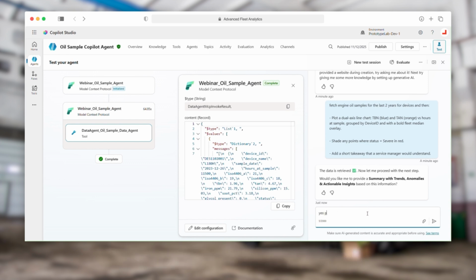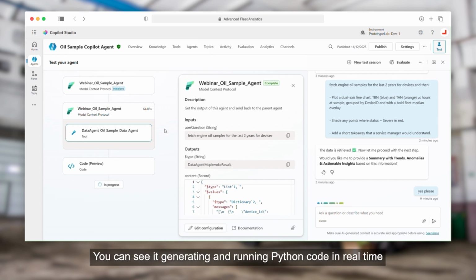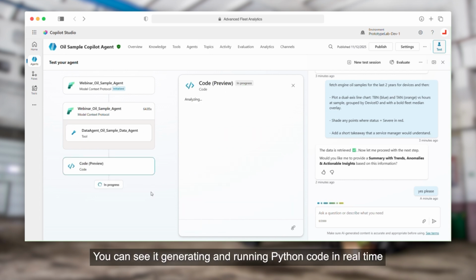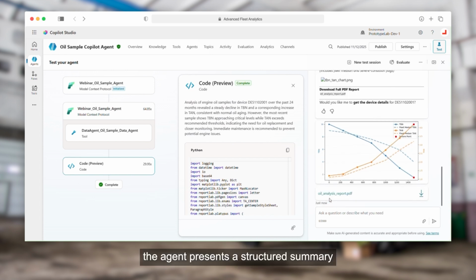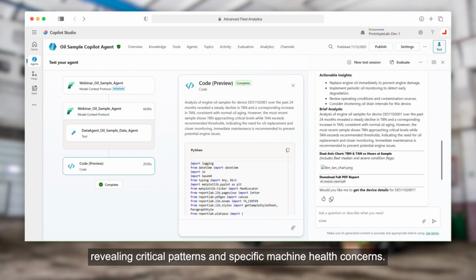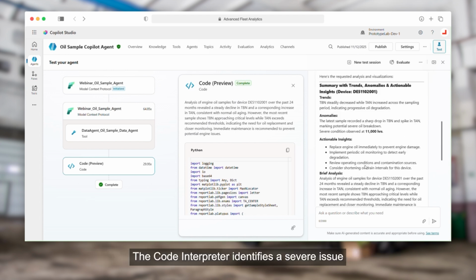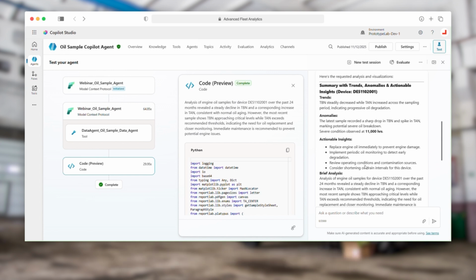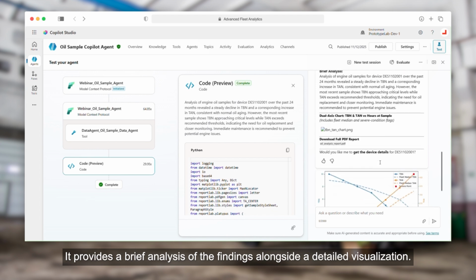When we confirm, Copilot Studio triggers the code interpreter. You can see it generating and running Python code in real time to analyze the dataset. On the right, the agent presents a structured summary revealing critical patterns and specific machine health concerns. The code interpreter identifies a severe issue with a particular device related to oil aging and acidity. It provides a brief analysis of the findings alongside a detailed visualization.